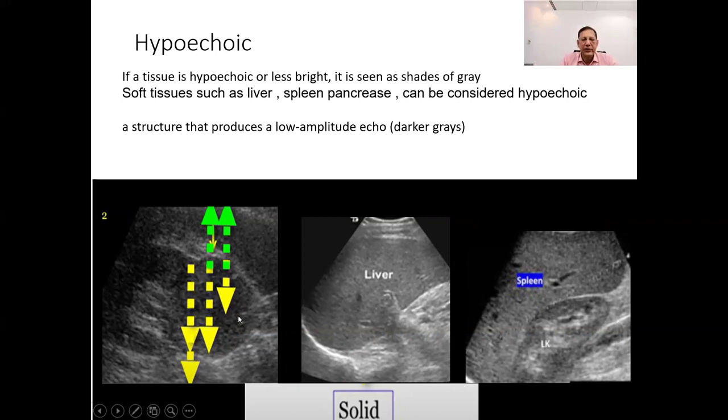Hypoechoic structures produce a low amplitude echo image. Hypoechoic structures have only a few reflections or echoes occurring within them, and the remaining sound wave is transmitted. These few internal echoes result in the structure being seen as different shades of gray on the ultrasound image. Hypoechoic structures are commonly associated with solid masses and soft tissues. Examples of hypoechoic structures include the liver, the spleen, and the pancreas.